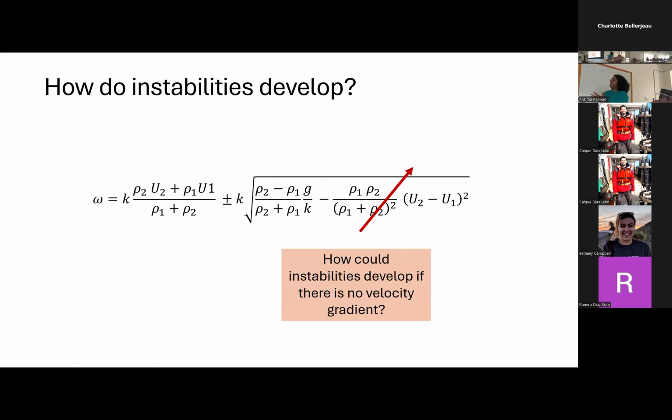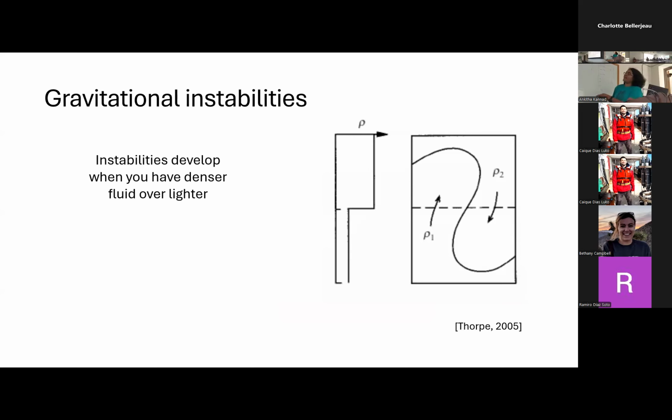Another scenario, if we don't have a velocity gradient, another way in which instabilities can develop is when the density of the top layer is much higher than the density of the lower layer. That's the case here, where because of that unstable density, you create this overturning feature. That's called a gravitational instability.